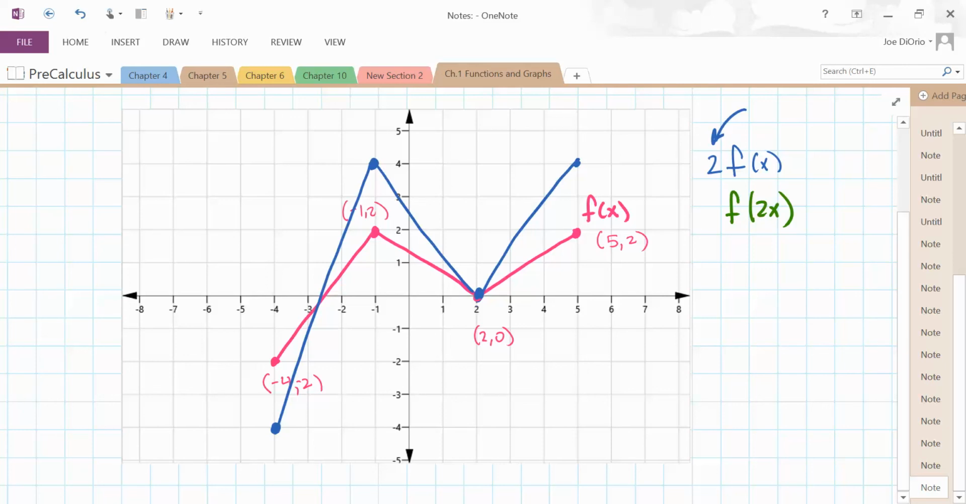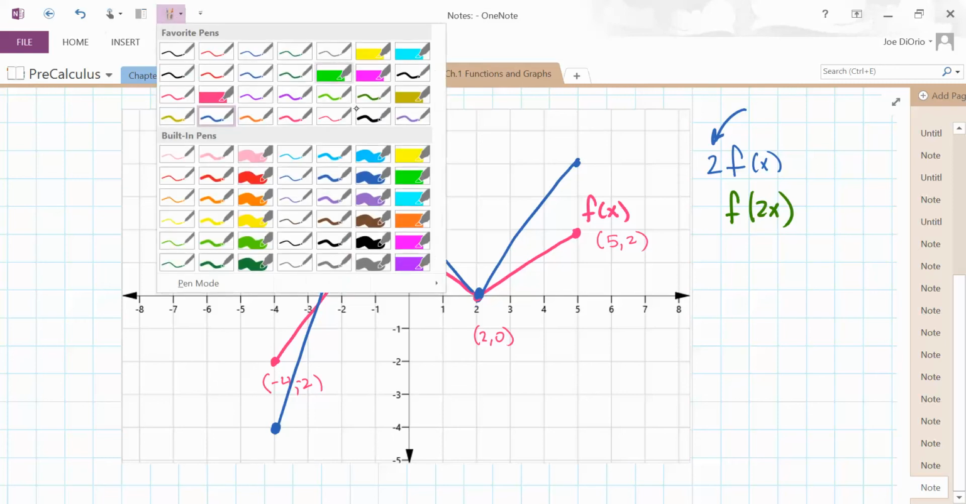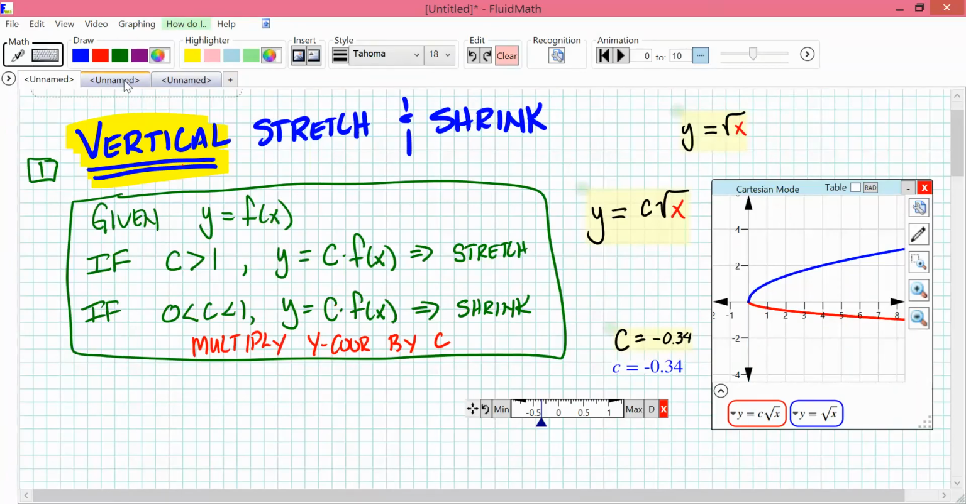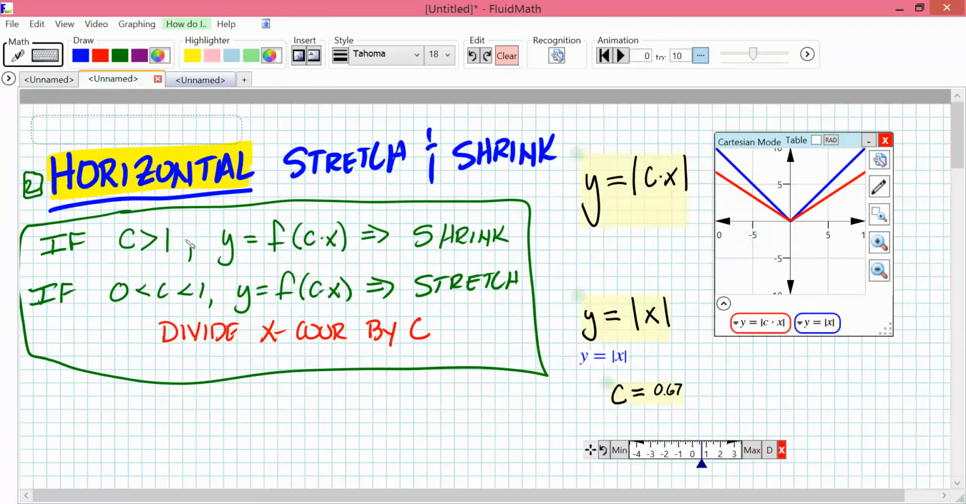Okay, now how is this different than my green graph here, which I'm going to do for you, which is this one? Notice where the 2 is. This is a horizontal shrink or stretch. So this one is a horizontal shrink because the c value is 2. It's bigger than 1. So it's going to be a shrink, and we divide the x coordinate by c. You guys catching on? Good. We divide the x coordinate by c.